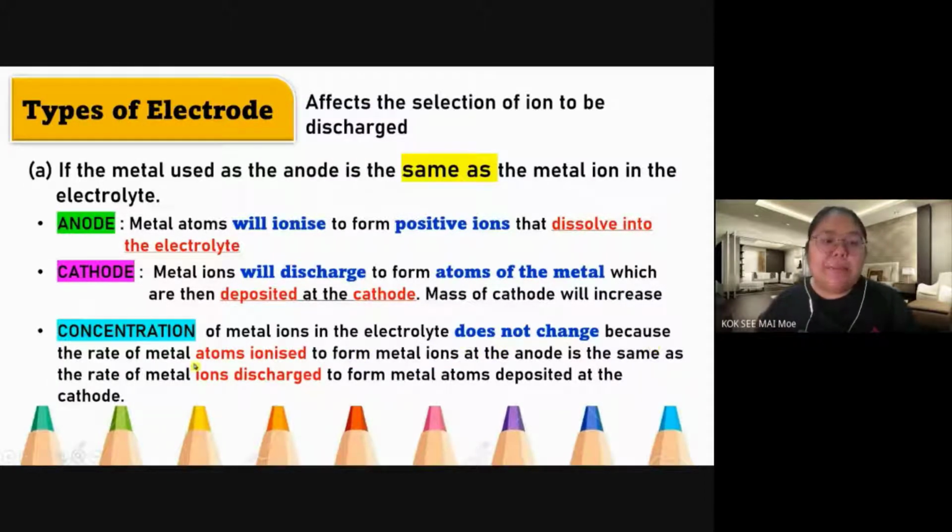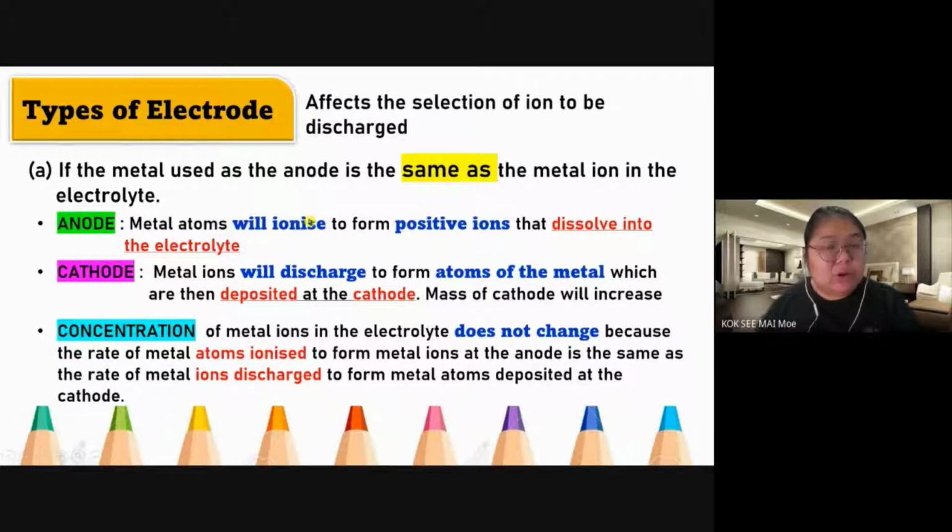So finally, the concentration of metal ion in the electrolyte does not change, because the rate of metal atoms ionized to form metal ions at the anode is the same as the rate of metal ions discharged to form metal atoms deposited at the cathode. So the process at the anode and the process at the cathode is the same. One releases, one absorbs. Finally, the concentration is constant. This is the situation when the electrode material is the same as the material of the electrolyte.